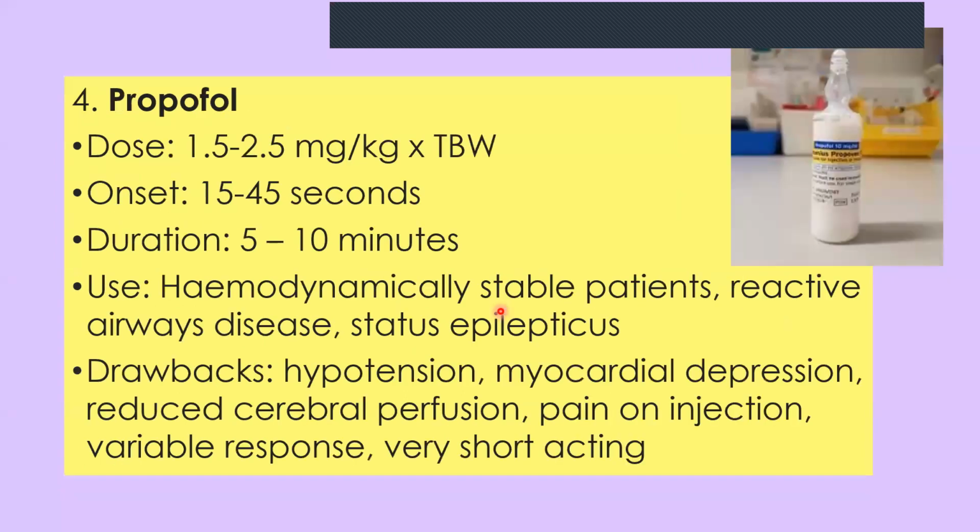So the last agent is propofol. The dose is 1.5 to 2.5 milligram per kilo. The onset is 15 to 45 seconds and it lasts around 5 to 10 minutes. Very short. It is used in hemodynamically stable patients with reactive airway disease and also status epilepticus. But the adverse effects are hypotension, myocardial depression, reduced cerebral perfusion, and pain on injection. And it's very short acting, and we don't actually use propofol routinely in ED.